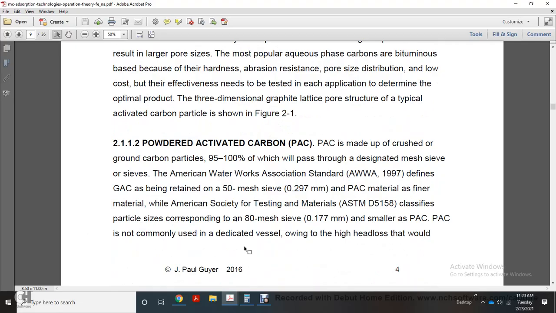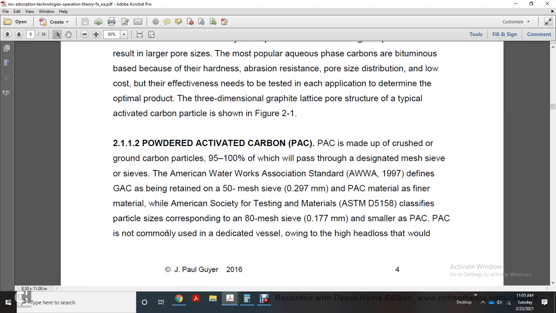Powdered activated carbon. Powdered activated carbons are made from crushed and ground carbon particles, 95% to 100% of which will pass through a designated mesh sieve. The American Water Works Association standard in 1997 defines granular activated carbon as being retained on a 50 mesh sieve, and powdered activated carbon as finer material. The ASTM classifies particle size corresponding to an 80 mesh sieve and smaller as powdered activated carbon.